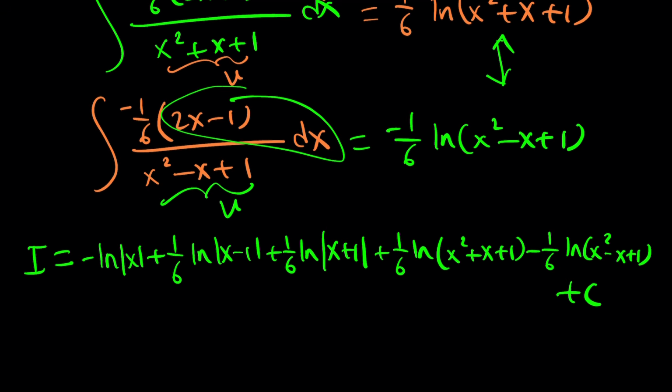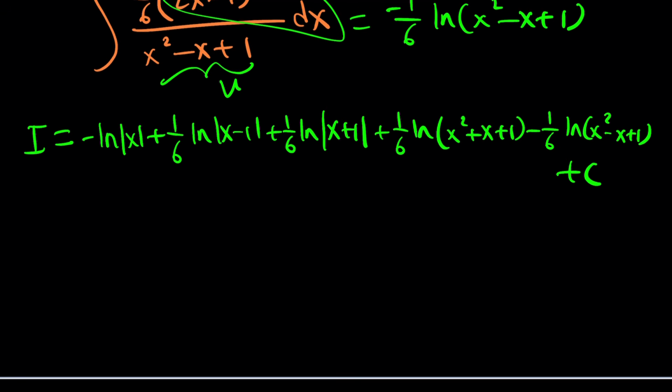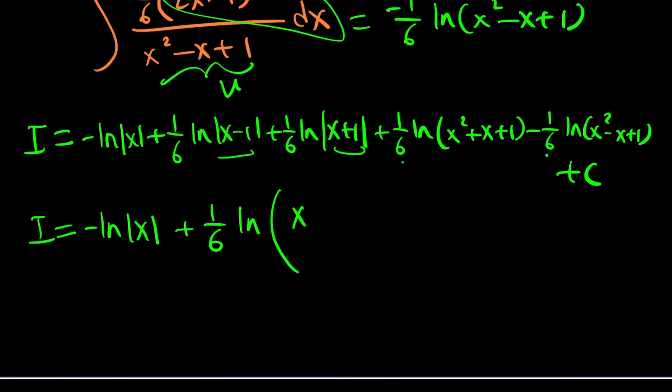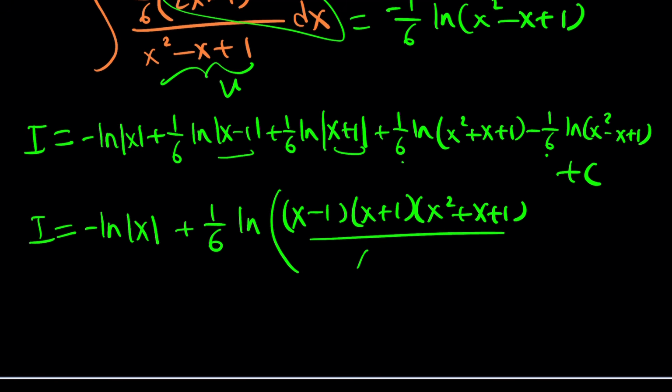And of course, you can put it all together. You can combine things here and make it a little better looking, like negative ln absolute value of x. Obviously, these two things can be brought together. Basically, they all have 1/6. So we can take out the 1/6 and then put an ln for the whole thing and forget about the absolute value. Write this like x minus 1, x plus 1, and then x squared plus x plus 1. And of course, we're going to have this in the denominator because its coefficient is negative. So that pretty much takes care of the whole thing.